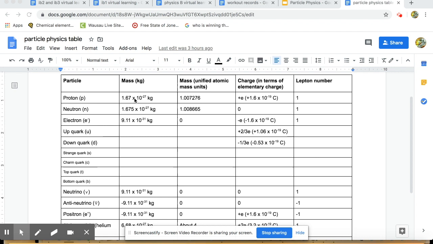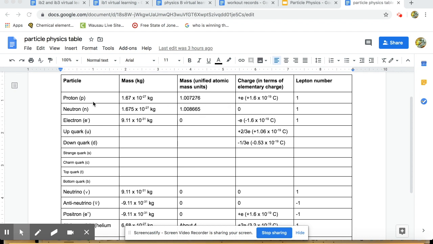So the mass of a proton is 1.67 times 10 to the minus 27 kilograms. Neutrons are about the same, just very, very slightly heavier. And electrons are actually about 10 to the fourth times smaller. As far as AMU, or unified atomic mass units, goes, a proton is about 1, but it's not exactly 1. It's a little bit more than 1. It's 1.007, and a neutron is 1.008. An electron isn't 0, but it's close enough to 0 that we'll call it 0.